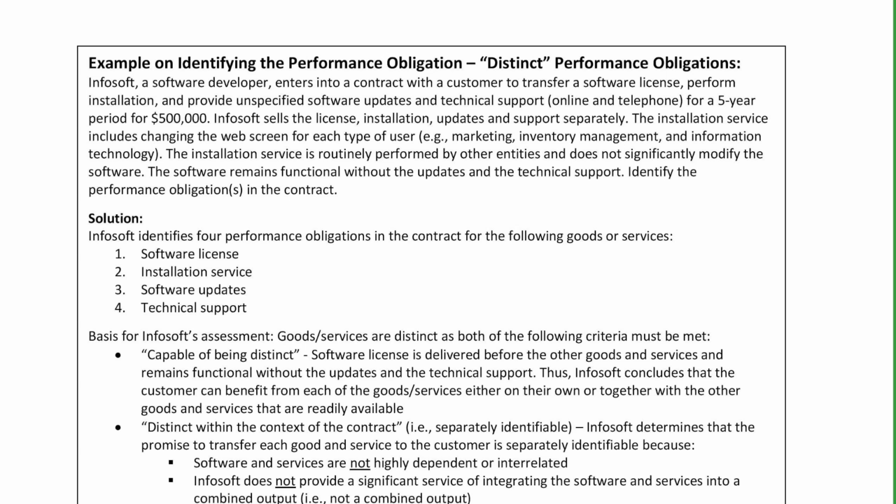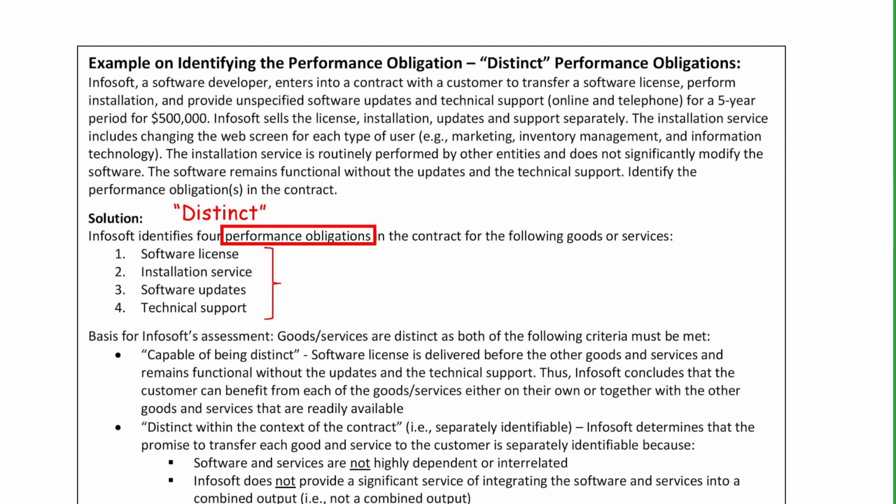So basically, what we have here is put a box around performance obligations and write distinct. So we got 4 distinct performance obligations in this contract. Number 1, it's the software license. Number 2, we're talking about the installation service. Number 3 is software updates. And number 4 is the technical support. And put a bracket around all these.